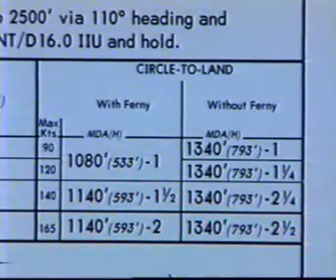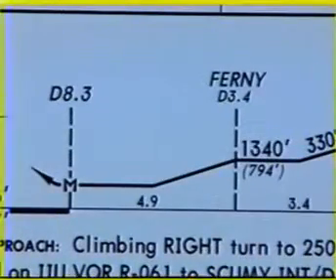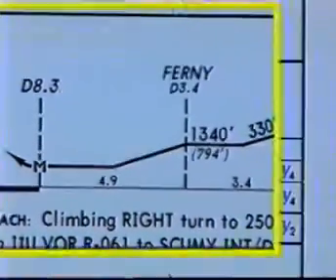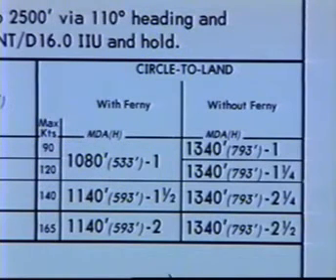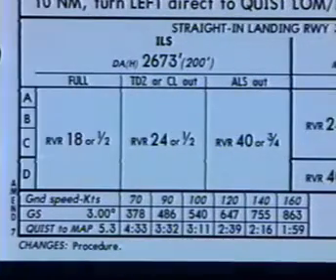Notice that there are different minimums for this approach, depending on whether or not you can identify Fernie intersection. Since Fernie is a step-down fix, once you have identified and crossed it, you can descend to the lower minimum altitude. Below the minimums box is a conversion table.